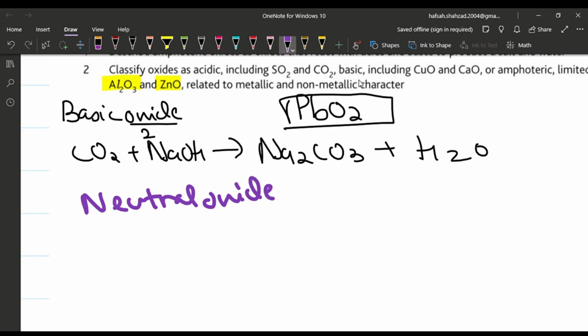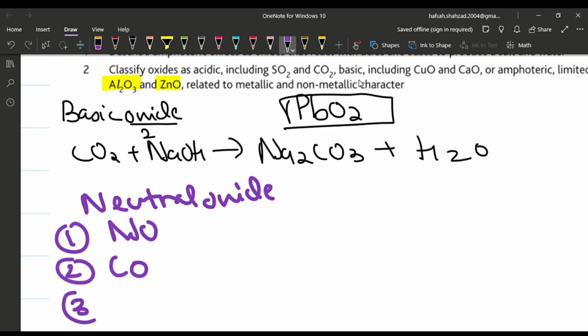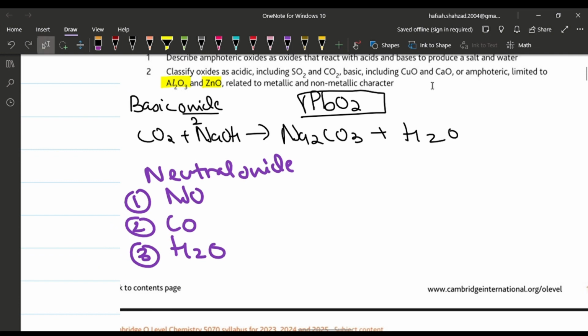Neutral oxides examples are nitrogen monoxide, and we have carbon monoxide, and we have H2O. Okay, H2O, carbon monoxide, and NO. So NO, nitrogen monoxide, these three are examples of neutral oxides, and they do not react with acid or base. That's all for this particular chapter.